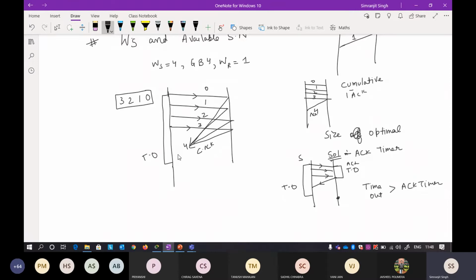Okay, so now suppose this particular cumulative acknowledgement got lost. The receiver window size here is 1, so 0 is received by the receiver, 1 is received, 2 is received, and 3 is received. Due to cumulative acknowledgement, I'm sending the acknowledgements at once, but you can also send them one by one. For one by one, I will assume that all the 4 acknowledgements got lost. For cumulative, I'm only assuming that one acknowledgement got lost.